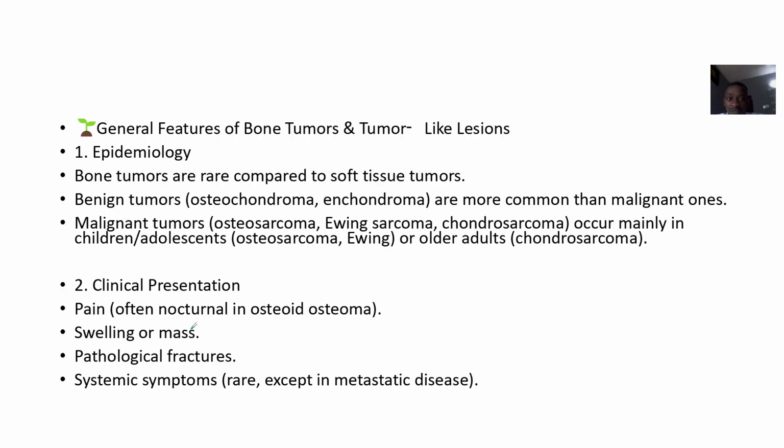Now, what are the general features? General features: bone tumors are rare, okay, compared to soft tissue tumors that we earlier on spoke about. The benign ones are more common than malignant ones. So in benign ones, we have things like osteochondroma, enchondroma. Malignant ones, that's when you have things like osteosarcoma, Ewing sarcoma, chondrosarcoma.